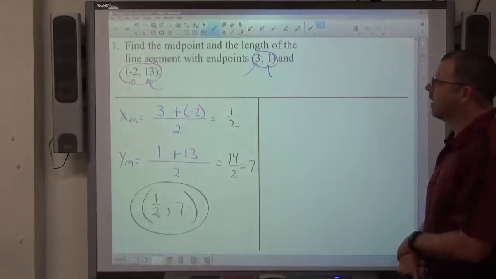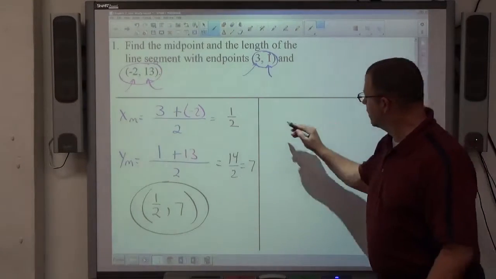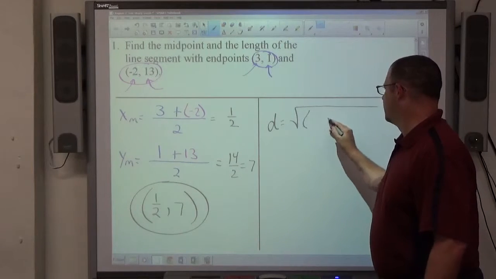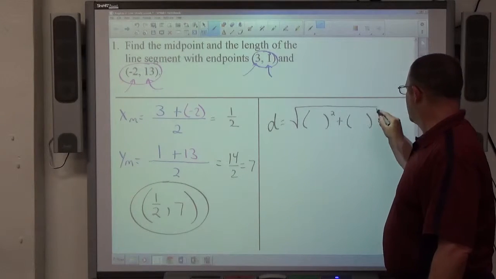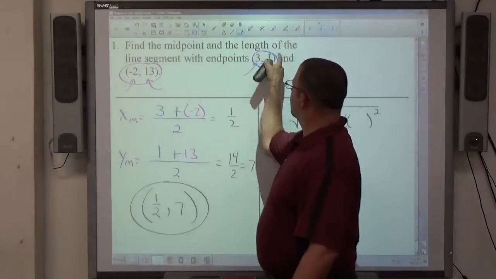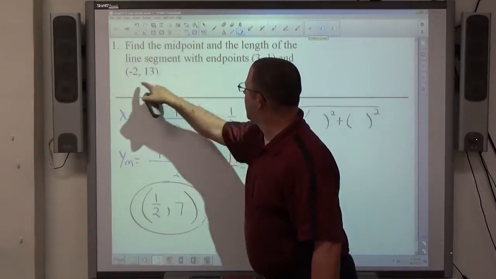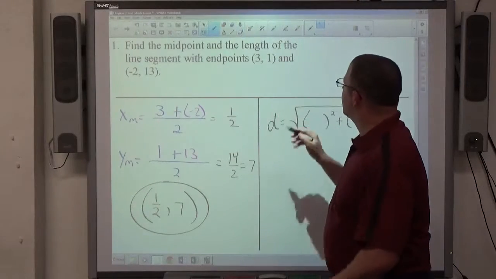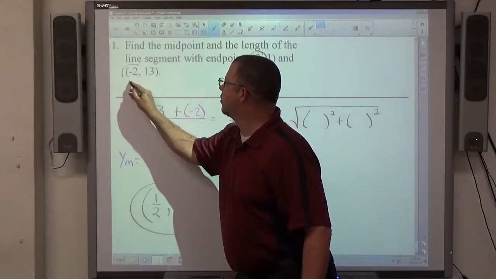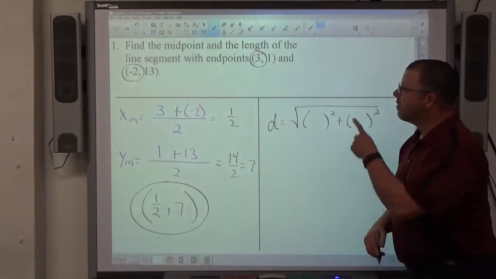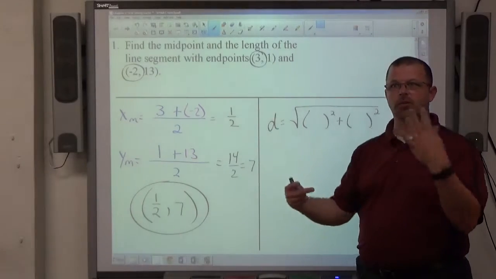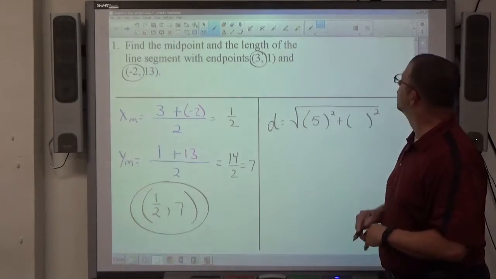As far as segment length is concerned, the distance formula requires me to have the square root of the sum of the squares of two numbers. The two numbers I'm talking about are going to be the difference in the x's. So how far apart x-coordinate 1 and x-coordinate 2 are. If I'm going from 3 to negative 2, 3 to 0 is 3 spaces, back to negative 2 is 2 more spaces, that's a total of 5 spaces.